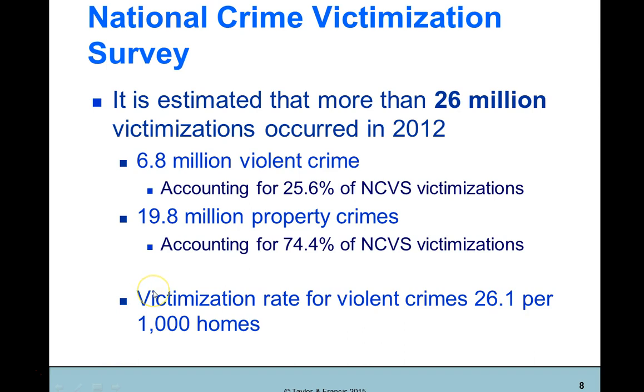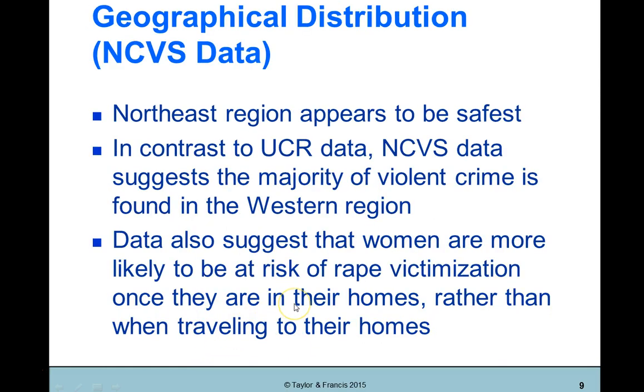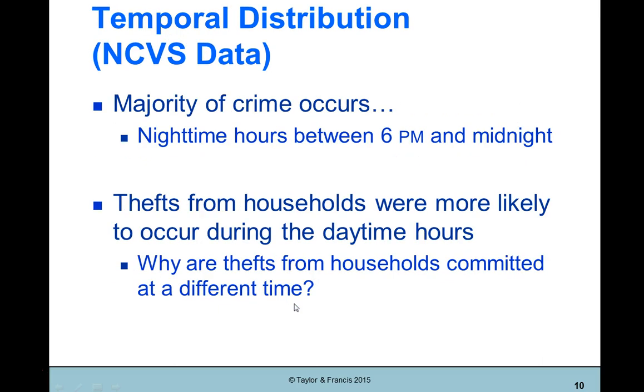I'm not sure if that came through or not, but the National Crime Victimization Survey is another type of data that we can use to measure violent crime, property crimes, white-collar crimes. Again, it can be by geographical distribution.